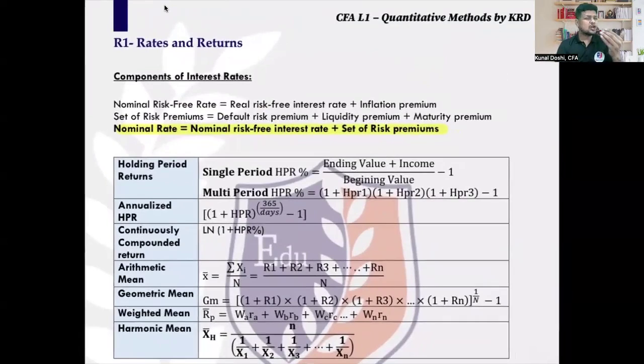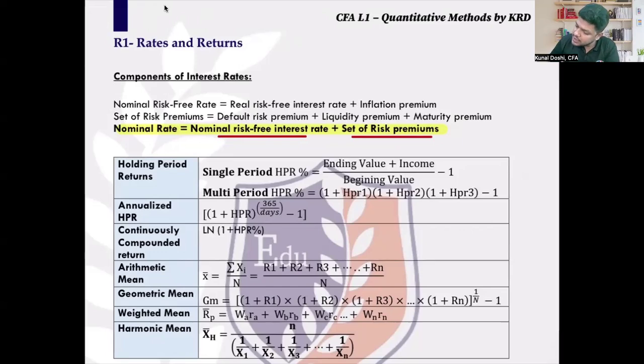Now, nominal return is also the rate of return at which interest rates, we see interest rates in the market, they are at nominal rate. Nominal rate is a combination of two things: nominal risk-free rate and risk premium. Yes, nominal risk-free rate and risk premium. Now, of course, the formula is nominal rate, sometimes they also call it nominal interest rate, which is nominal risk-free rate plus risk premium.